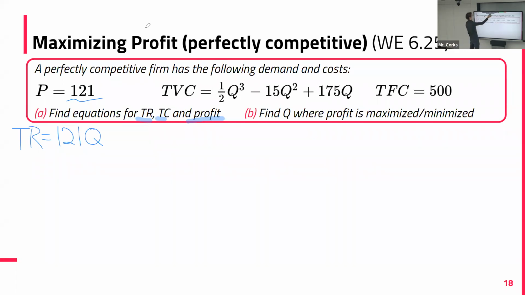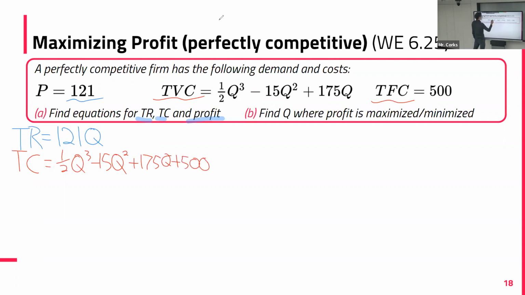If we have this simple demand function here, our total cost, as we heard, is just variable cost plus fixed cost, just add them together. So 1/2 Q cubed minus 15Q squared plus 175Q plus 500. And then for profits, we just take our total revenue, 121Q, and subtract our total cost. While I'm writing this out, you can try to simplify this and tell me what our next line will be.